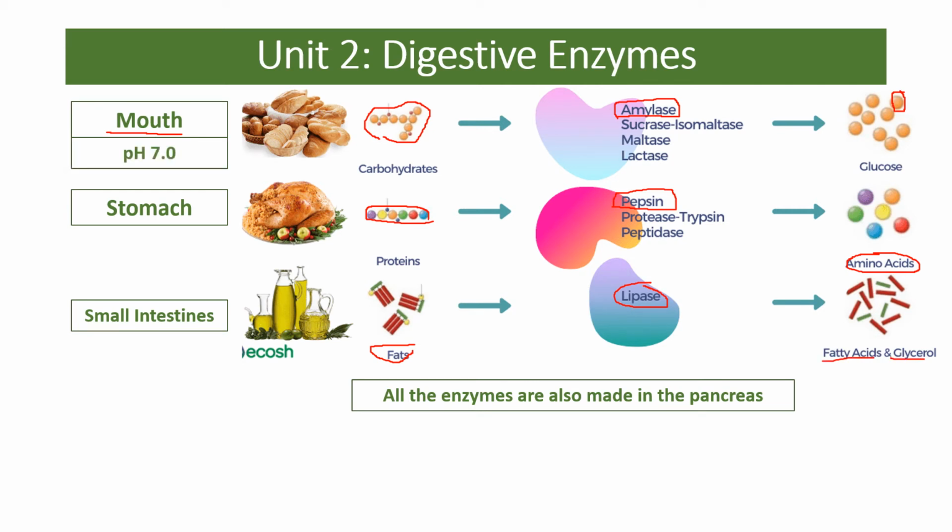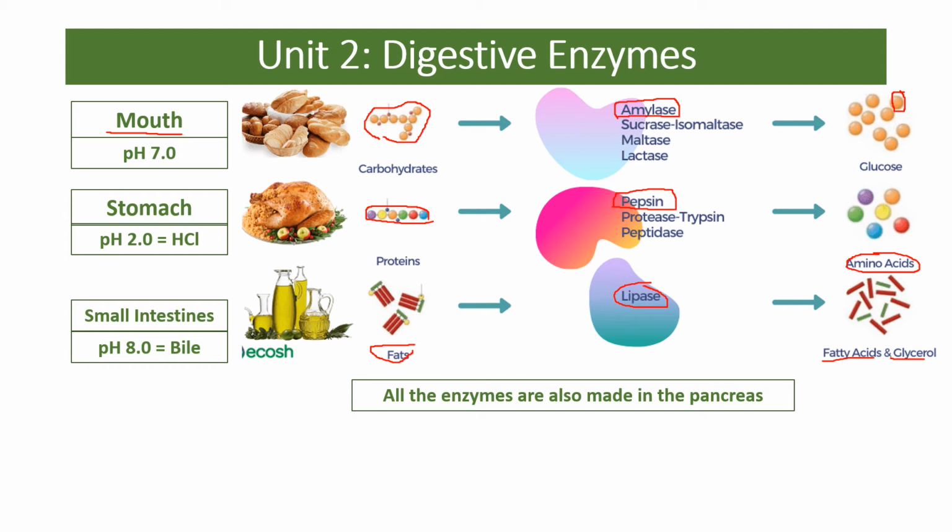Now, the pH of these enzymes is very important. They have to have a specific pH called the optimum pH. So you also need to know that in the mouth the pH is pH 7, which is perfect for the enzyme amylase. In the stomach, because of the hydrochloric acid in the stomach, the pH is 2, but that is the optimum pH for protease or pepsin. And in the small intestines, the pH is about 8, and that is optimum for the enzyme lipase.